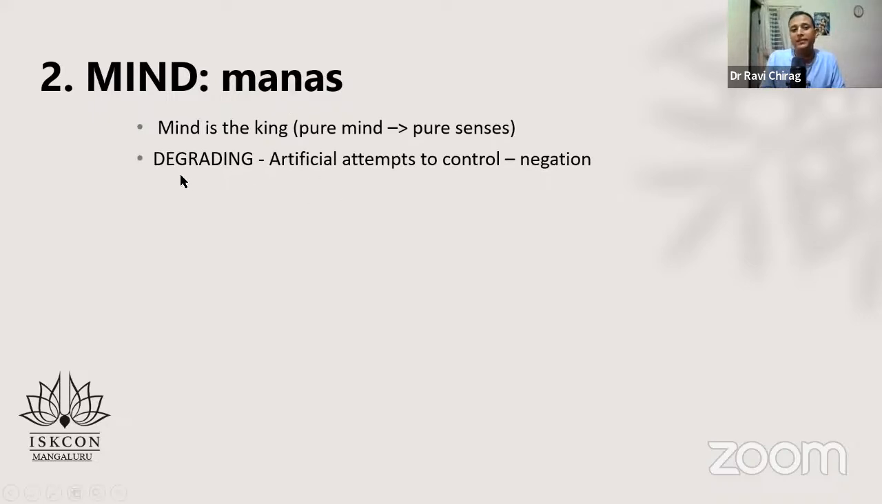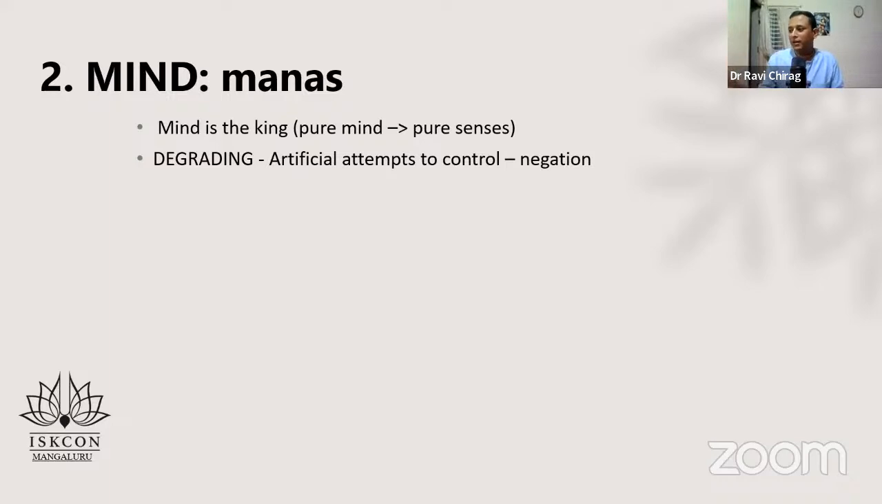So mind can be degrading, an artificial attempt to control, negation. We can sit at one place, we can control the mind, okay? We won't let the mind go anywhere. Our mind is controlled. Degradation can happen anytime. We have many examples, Vishwamitra, okay? So many examples we have seen.